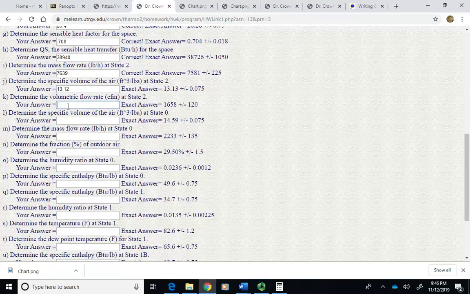The volumetric flow rate of the air at state 2, that's just going to be the volumetric flow divided by the specific volume is the mass flow, and I know the mass flow, so I can multiply it times the specific volume to get the volumetric flow rate. The specific volume of the air at state 0, that'll be the next thing, but let's go ahead and knock this out. The volumetric flow rate.